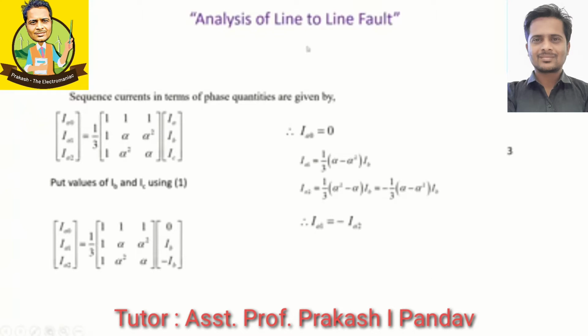So this is another important relationship between the sequence currents for the line to line fault. For the line to line fault, the current does not pass through the ground. So the zero sequence current is always 0, and the positive sequence current and the negative sequence current are equal in magnitude, but they are out of phase by 180 degrees. This is equation number 4.